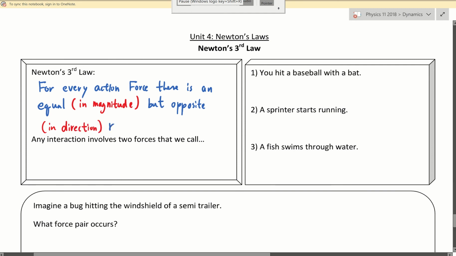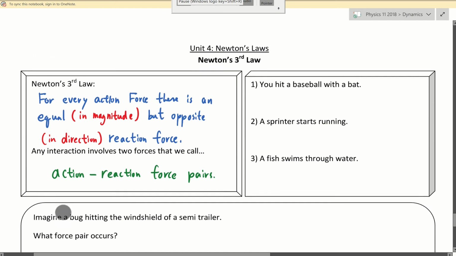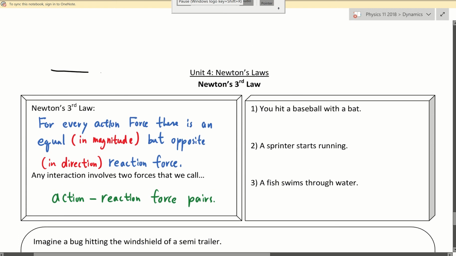Reaction force. So for every action, there is an equal and opposite reaction. Now, we call this type of force pair an action-reaction force pair. For example, one example of this kind of problem you have already studied is the relationship between the force of gravity and the normal force.